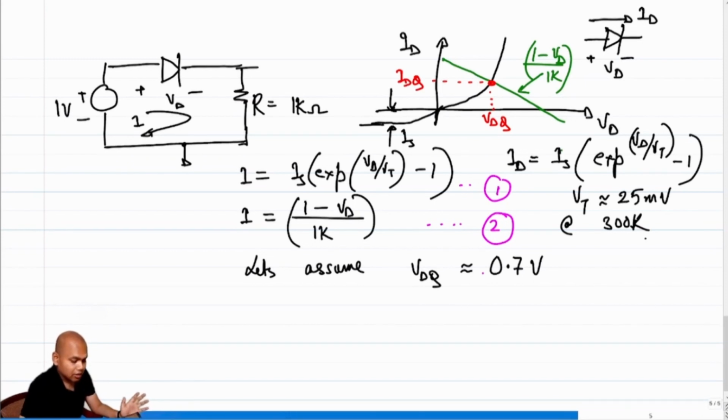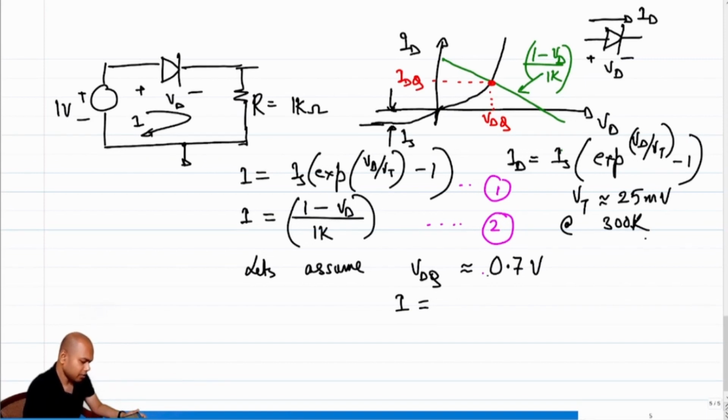But note that this concept of on voltage does not mean that if the diode is on, the value of VDQ is 0.7 volts. It doesn't mean that. It's an approximation that holds for certain ranges of currents, right? If the range of currents changes, let's say, so for example, in this case, if VDQ equals 0.7 volts, what is the current?